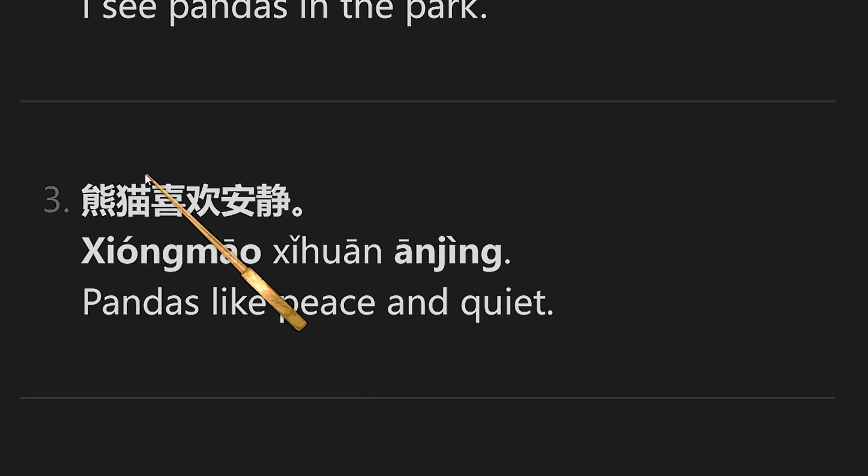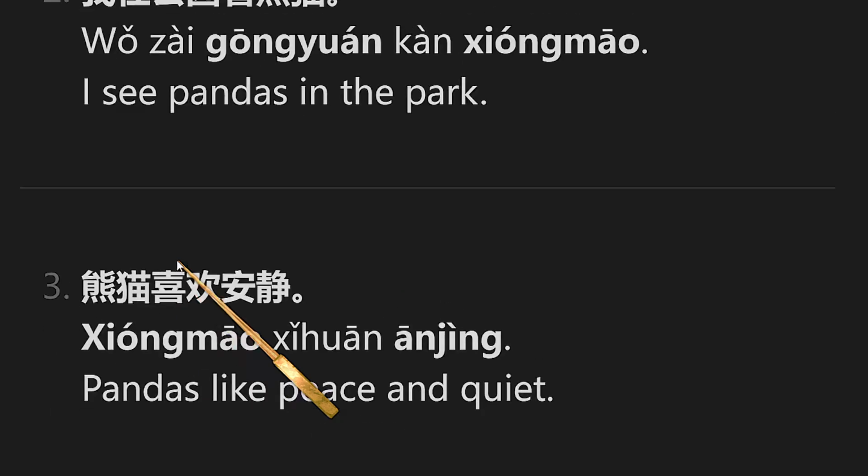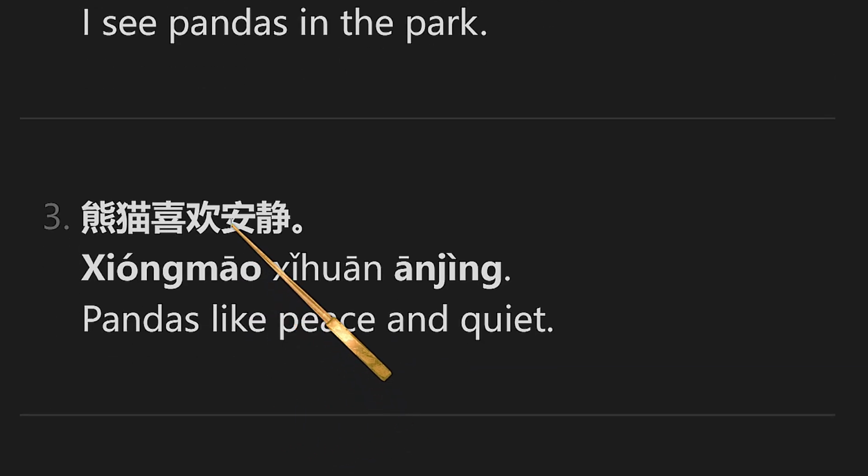Next one. Pandas like peace and quiet. 熊猫喜欢安静. 安静, it's our next word. 安静, 安 is peace, and 静 is quiet, I think. Something like that, or maybe vice versa. But peace. 安静.